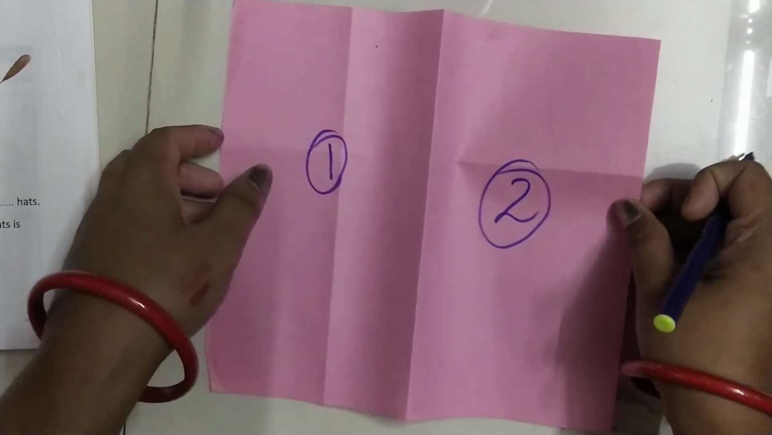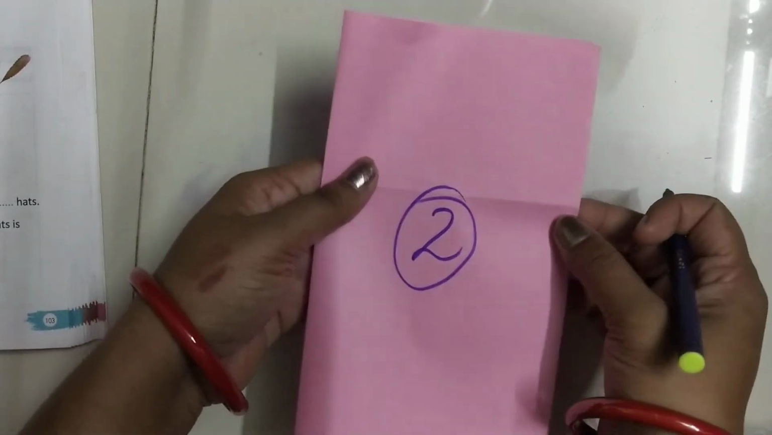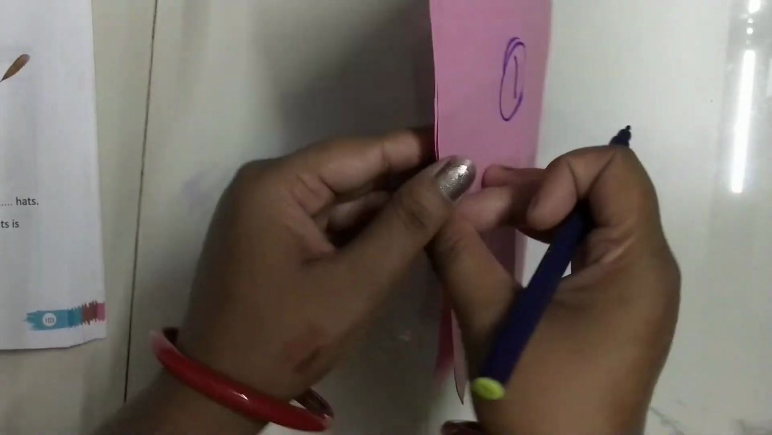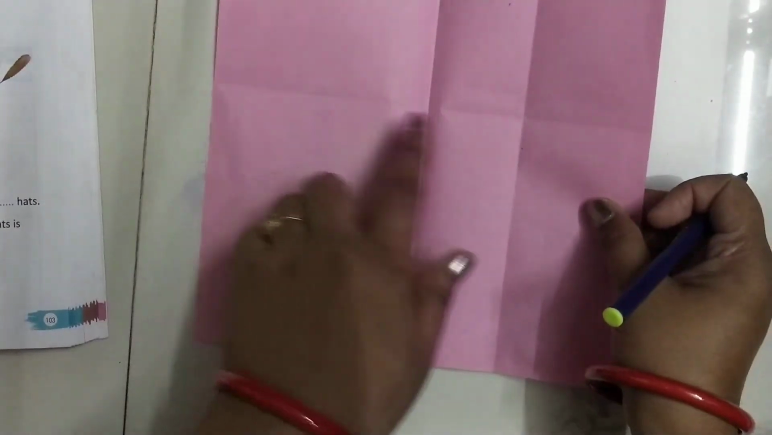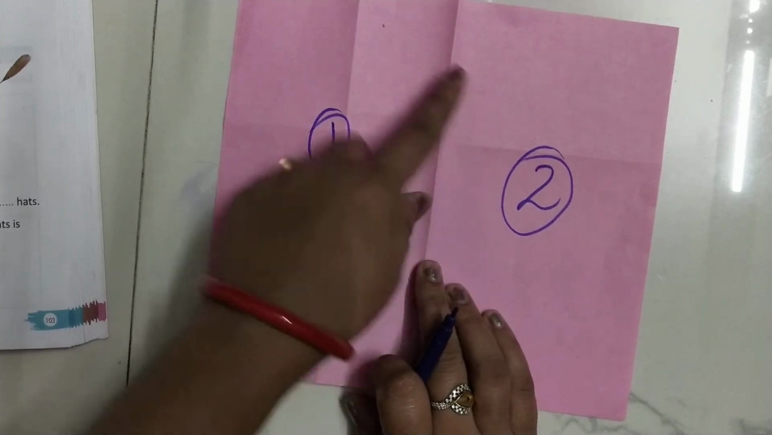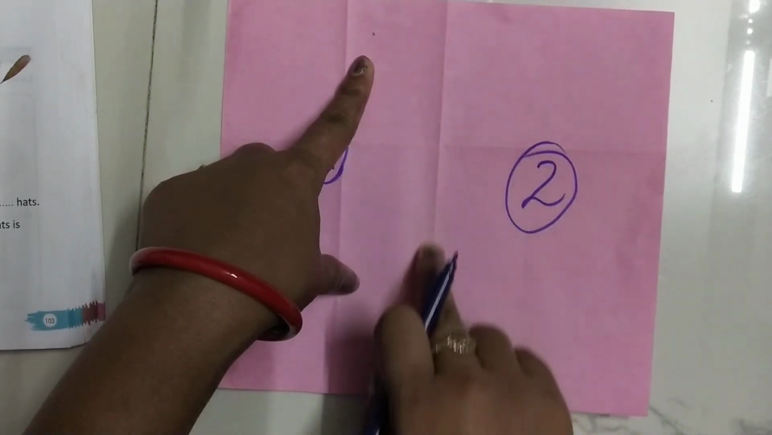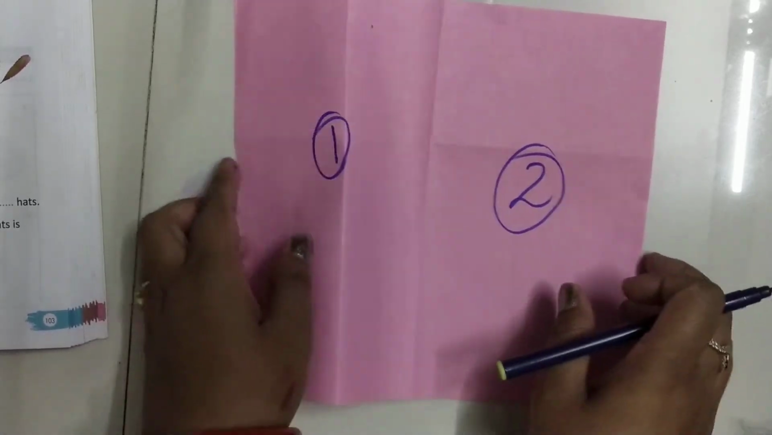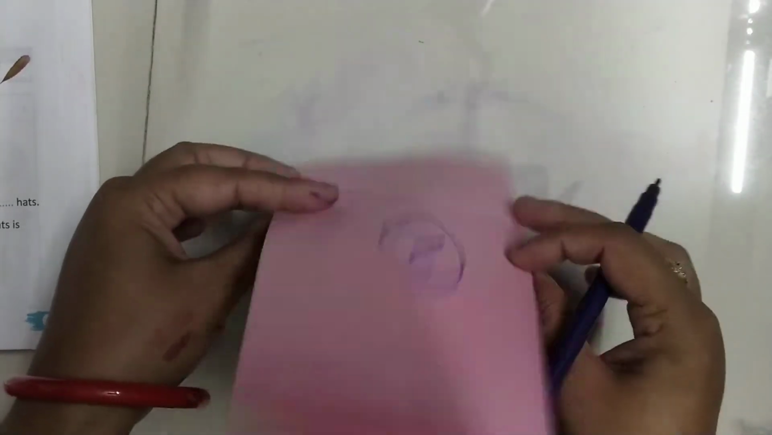When I fold it from between, and part 1 and part 2 are equally divided, then we get 2 equal parts of the one object. This one will be part 1, this one will be part 2. When I divide it from between, I get 2 equal parts of the one sheet.